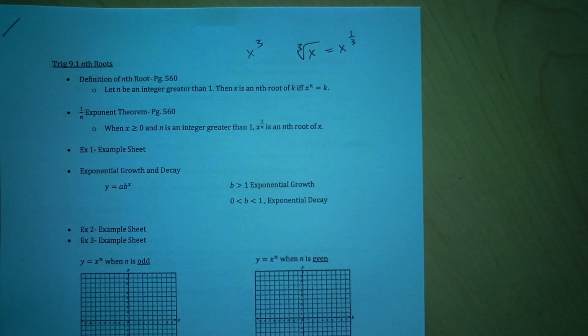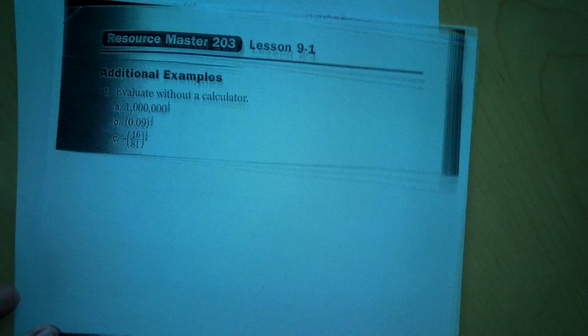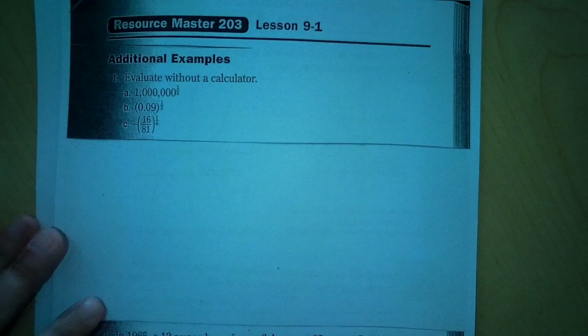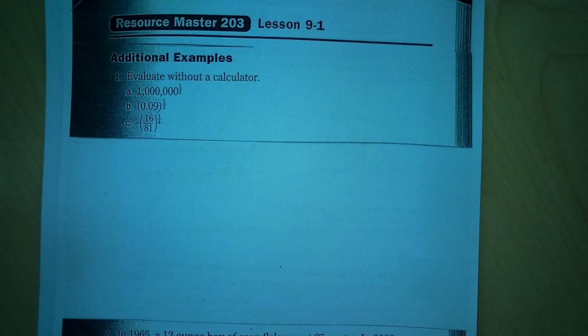So let's go, I got you guys the example sheets, right? Okay, so let's hammer out that first one there, and then we'll talk about the next thing. The first one wants us to evaluate these without a calculator, which will be helpful with the log stuff, kind of working stuff backwards. So we've got 1,000,000 to the third. That would mean the cubed root of 1,000,000.